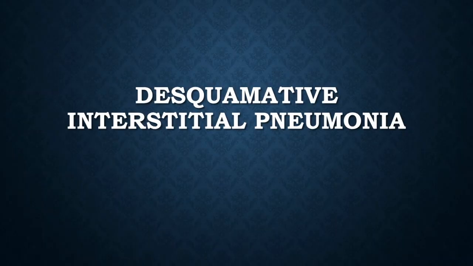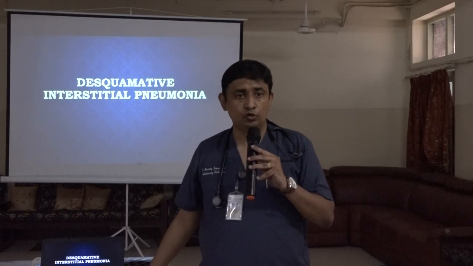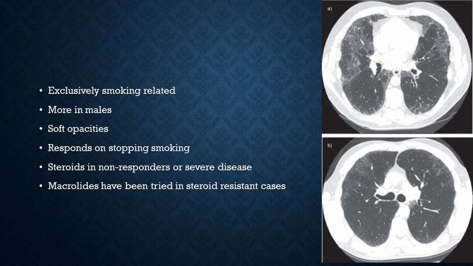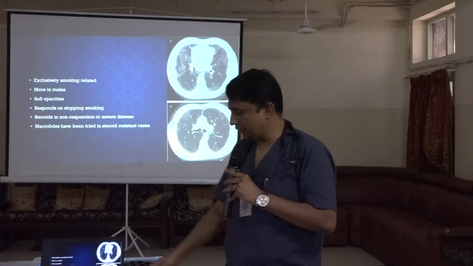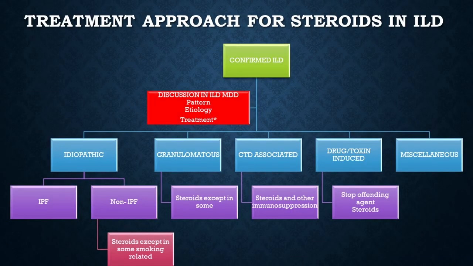Last one, desquamative interstitial pneumonia. As you remember from the classification, this is a smoking related ILD. Here, you don't get any hard infiltrates. There is no fibrosis. As you can see in the HRCT, there is only ground glassing and, if at all, mild interlobular septal thickening. That is what it is. It's seen more in males, almost exclusively in smokers. Stopping smoking could revert it, but if there are significant symptoms, significant lung function impairment, significant involvement, you have to start upfront on steroids. In steroid resistant cases, macrolides have been tried.